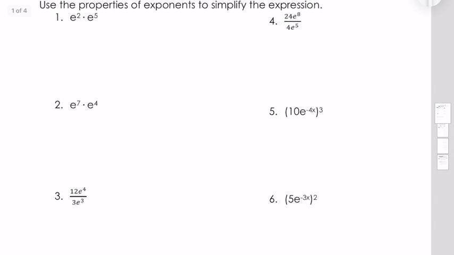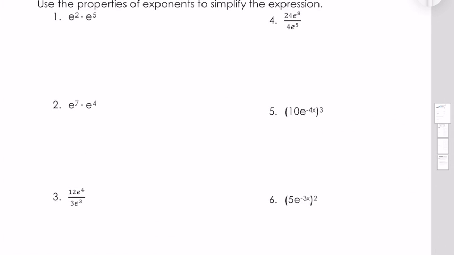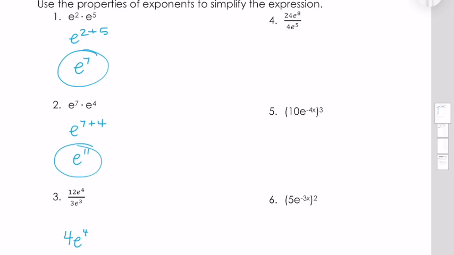Alright, so for the first ones, we are using properties of exponents, so reach back in your mind and remember what those are. So the first one, when our base is the same and we're multiplying, we add the exponents. So for this one, 7 plus 4, so e to the 11th. And then when we're dividing, we subtract, but starting with the numbers, 12 divided by 3 is 4. And then e to the 4 minus 3, which is just 4e to the first, or 4e. So number 4, 24 divided by 4 is 6. And then e to the 8 minus 5, so e cubed.